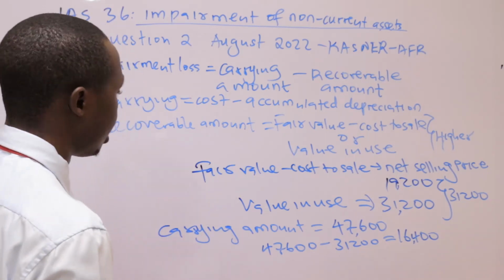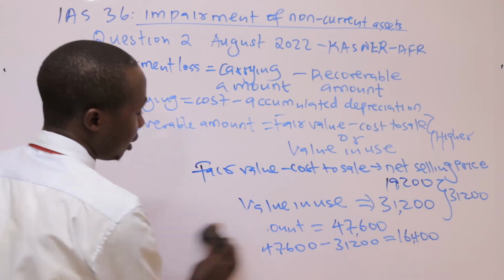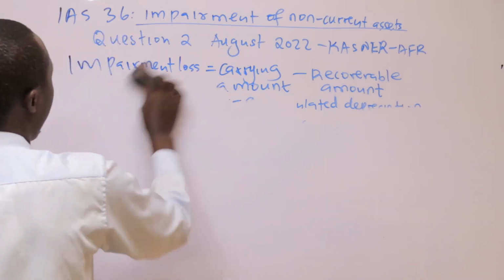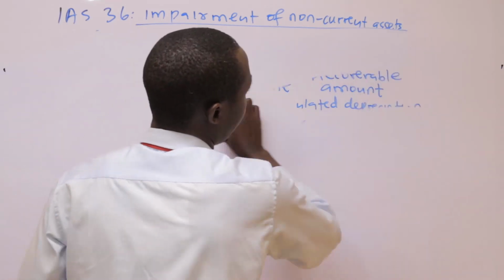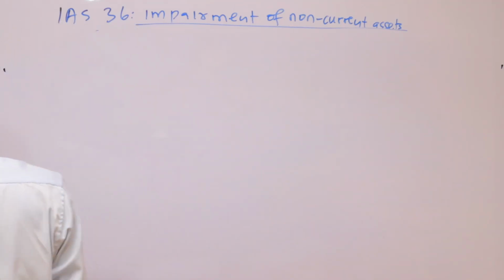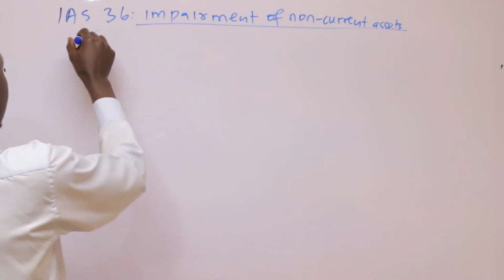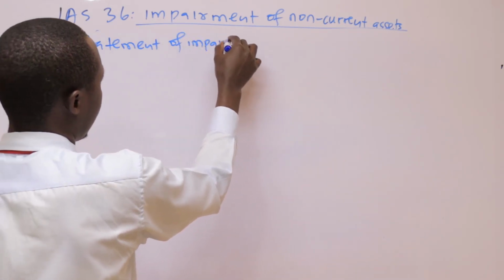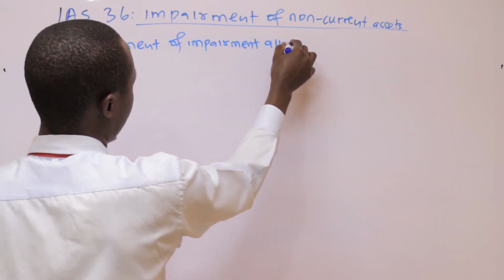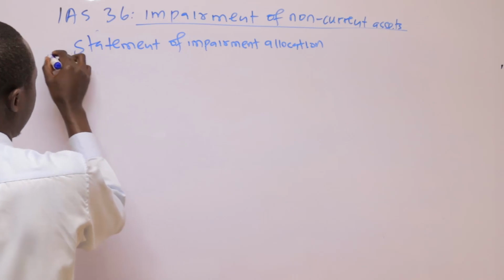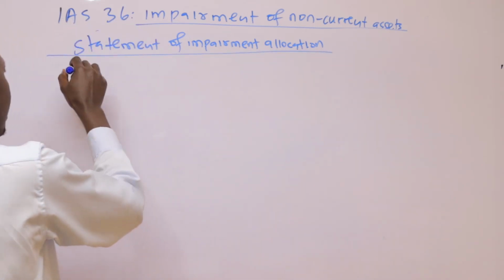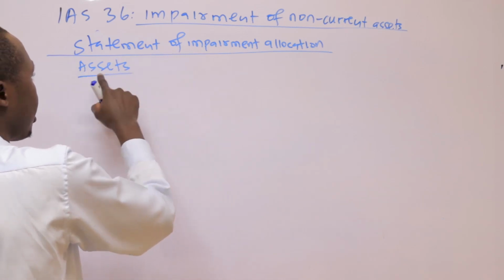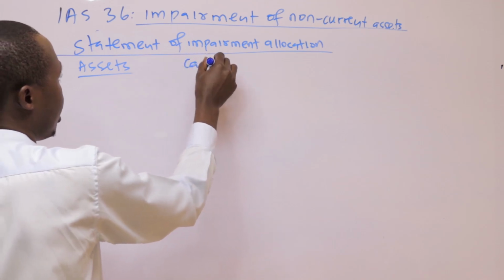After getting the impairment, you have to allocate this impairment to the assets you are given. So let's do the statement of impairment allocation to our assets, whereby you always consider the goodwill and the other assets. Remember that here we have the relevant assets, and we talk about their carrying amounts.